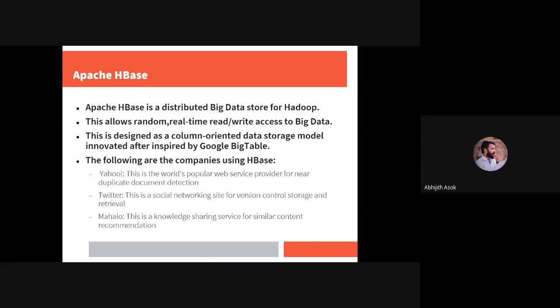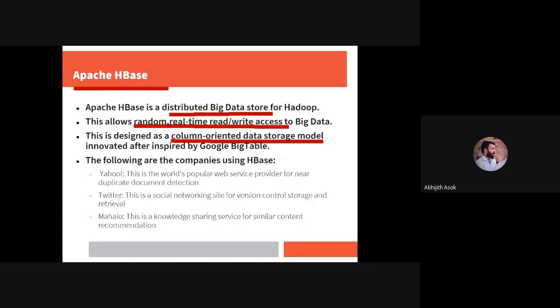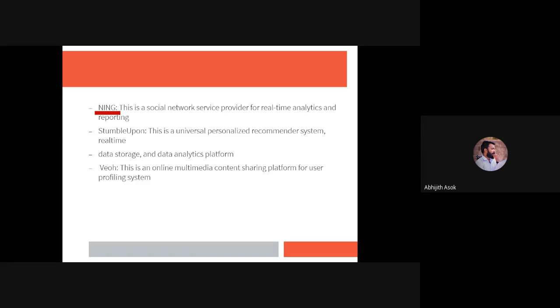Then the next one is Apache HBase. Apache HBase is a distributed big data store for Hadoop. This allows random real-time read-write access. It is designed as a column-oriented data storage model inspired by Google Bigtable. So HBase is used by Yahoo, Twitter, Mahalo, Ning and others.